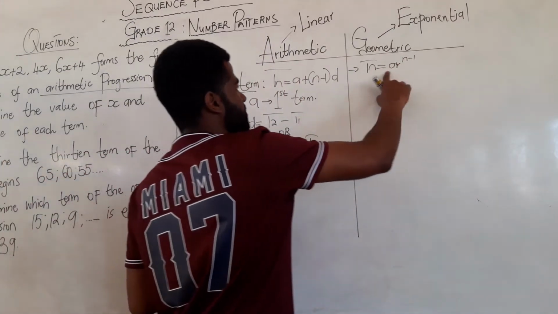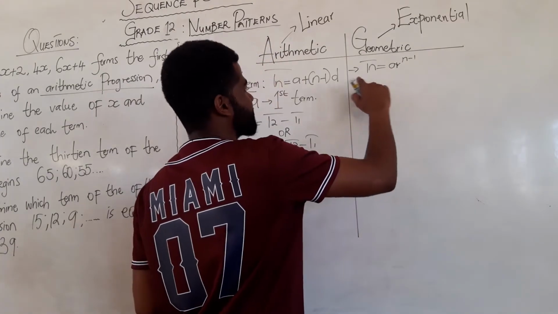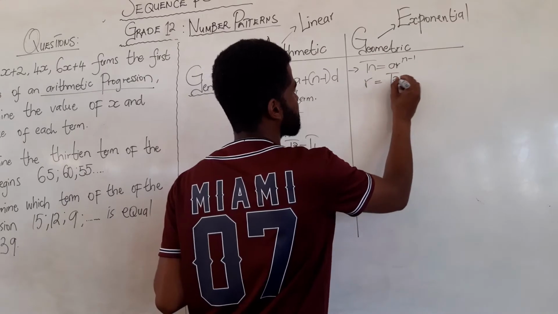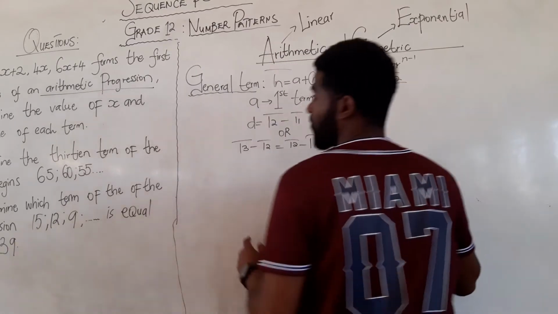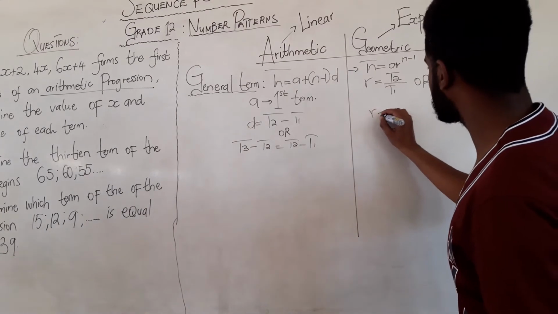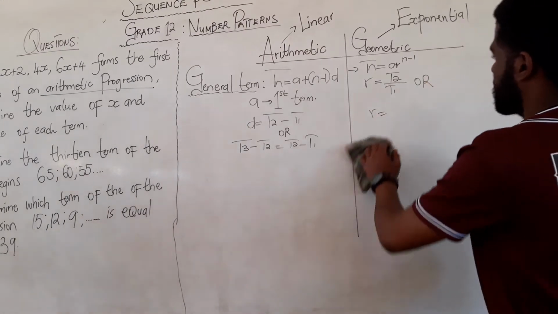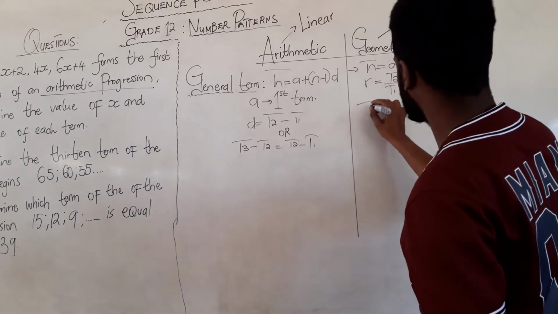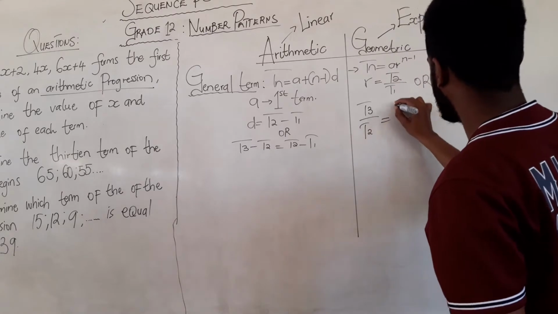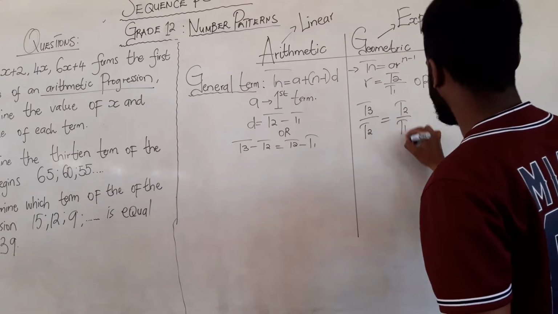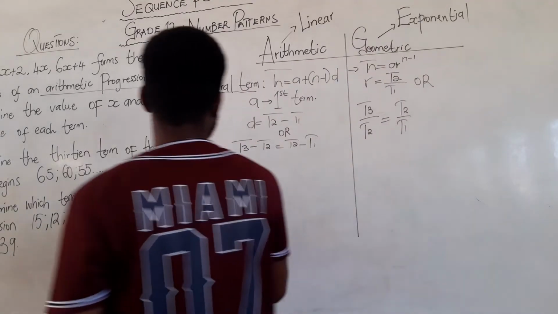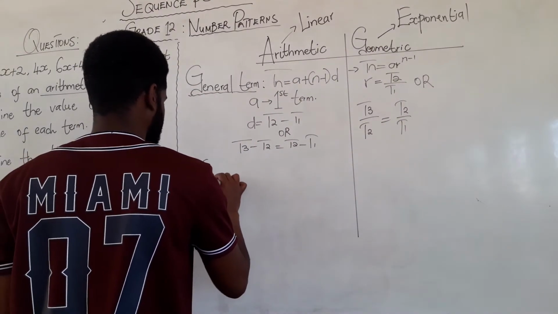Here on our geometric sequence, we don't have a difference, we have r. Our r is our ratio, which is equal to term 2 divided by term 1. Or we can also say r is equal to term 3 divided by term 2, which is equal to term 2 divided by term 1. And then here we're talking about sum. Let's talk about our sum.